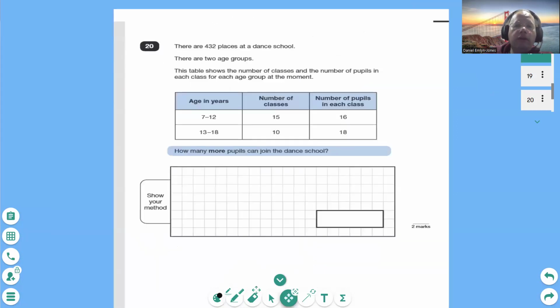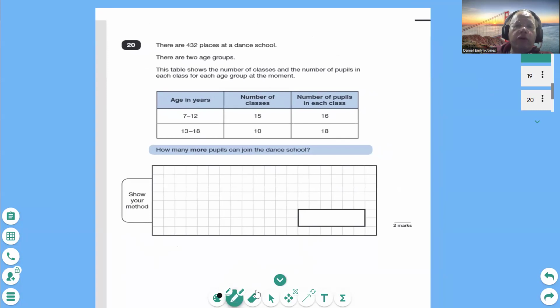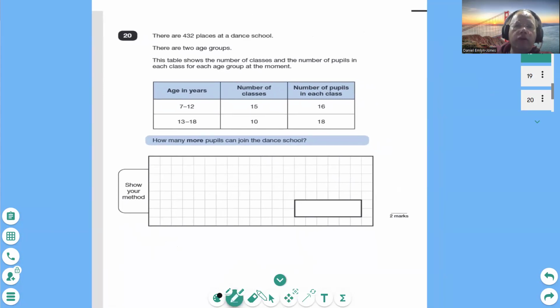How many more of these are there? Okay. There are 432 places at a dance school. There are 2 age groups. Lovely. This table shows the number of classes and the number of pupils in each class for each age group at the moment. Now, you study this very carefully. Age 7 to 12, 13 to 18. Number of classes 15, 10, 16, 18. How many more pupils can join the dance school?